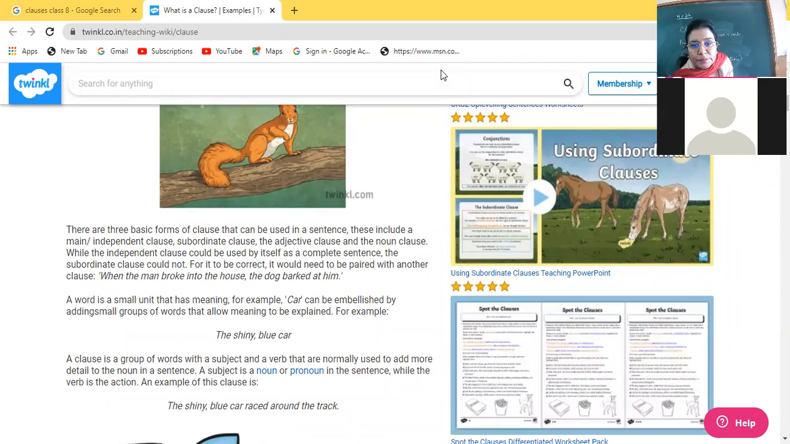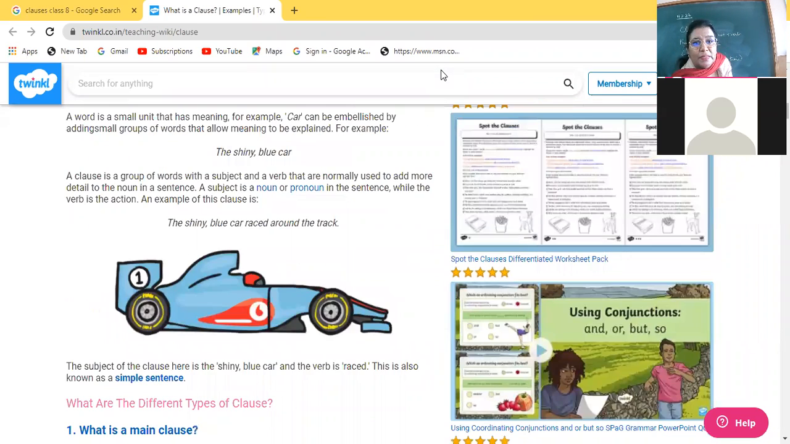Now here, the shiny blue car, is it a clause? No, it's not a clause, isn't it? But when I add a few words to it, a verb, and we already have a subject, we get: the shiny blue car raced around the track. How many clauses are there? It's just one, right? And of course here it is a simple sentence.